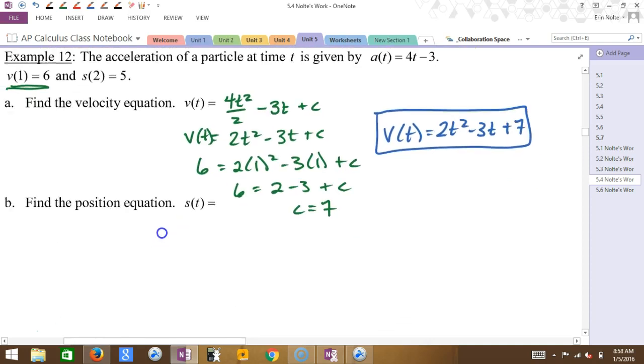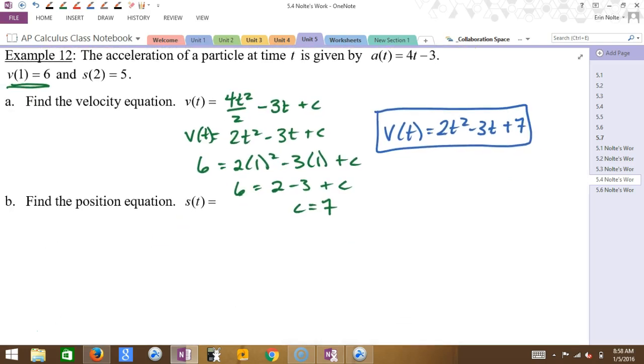Okay, so now how do we go from the velocity function to the position function? Integrate it. Okay, so we're going to integrate the velocity. What is the integral of 2t squared? Okay, so 2/3 t cubed minus, what's the integral of 3t? Good. 3/2 t to the second. The integral of 7.